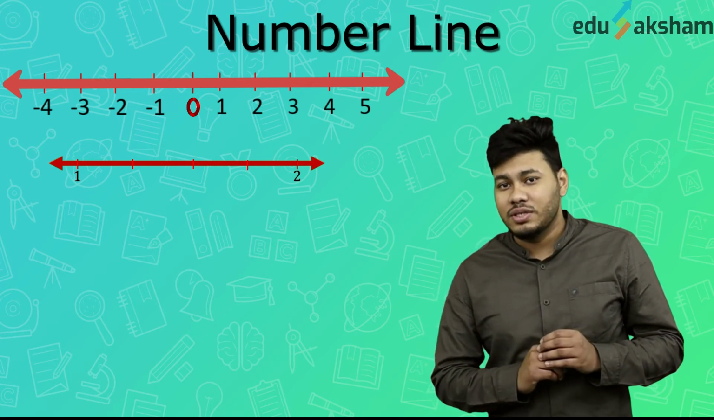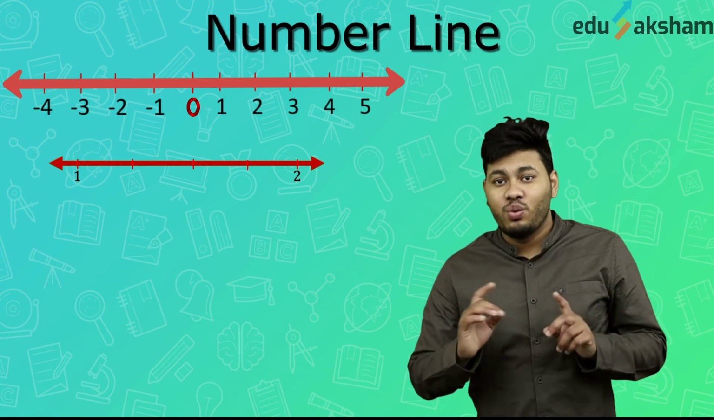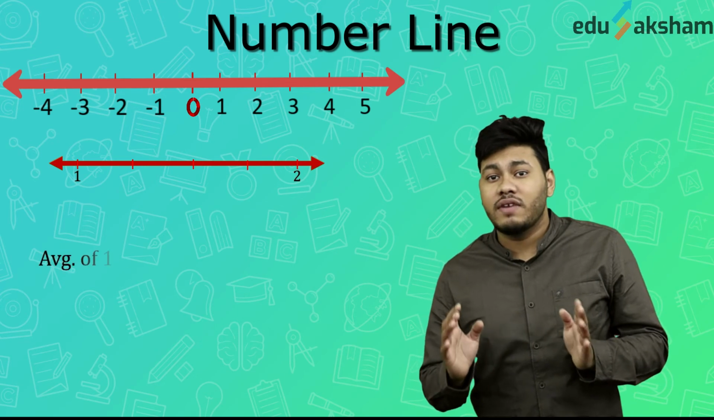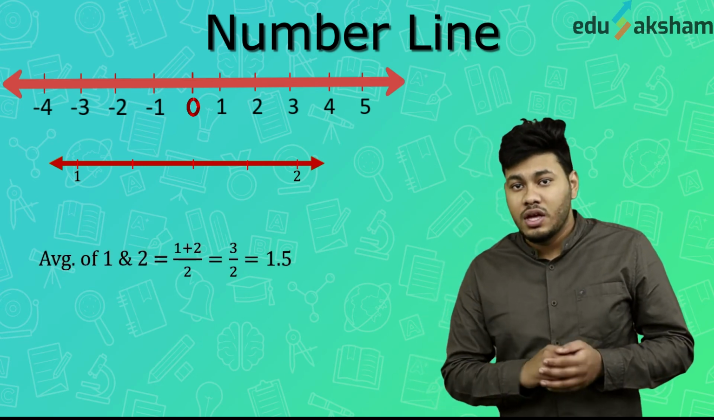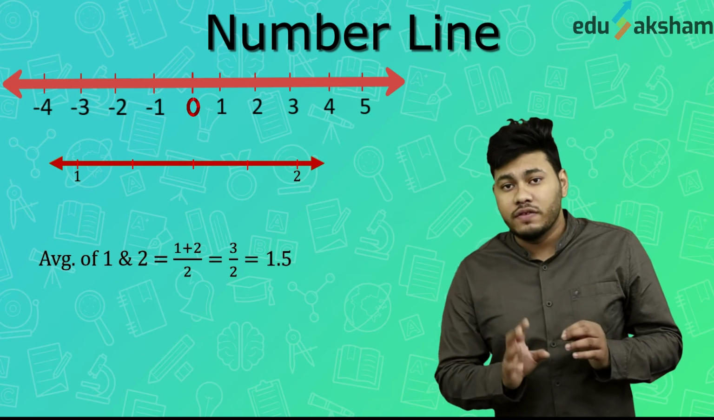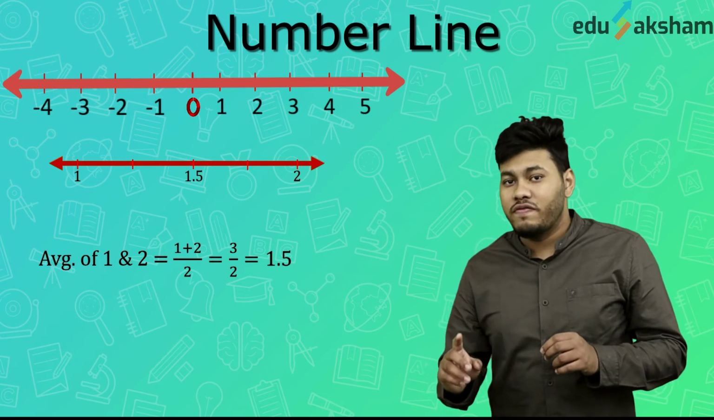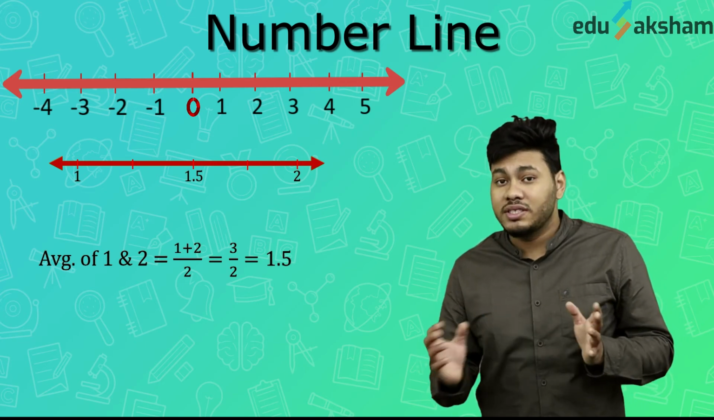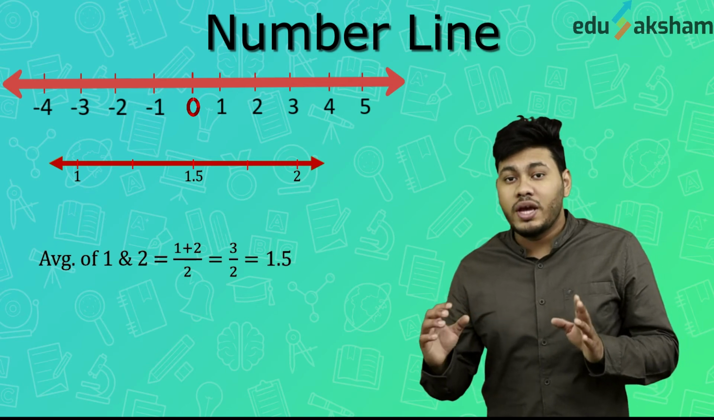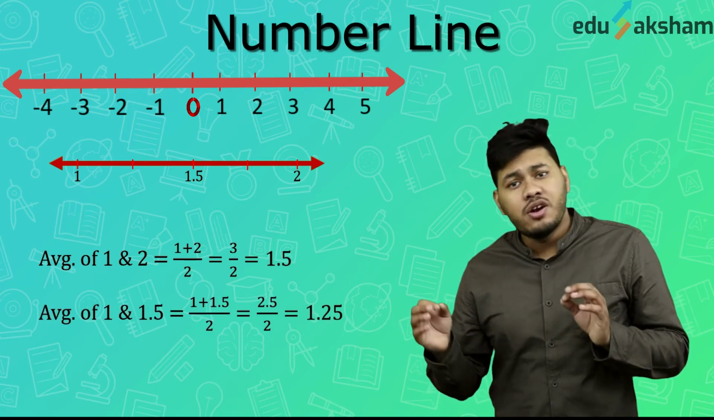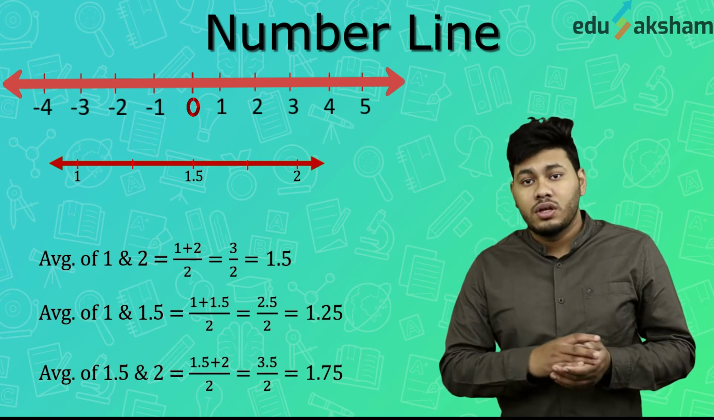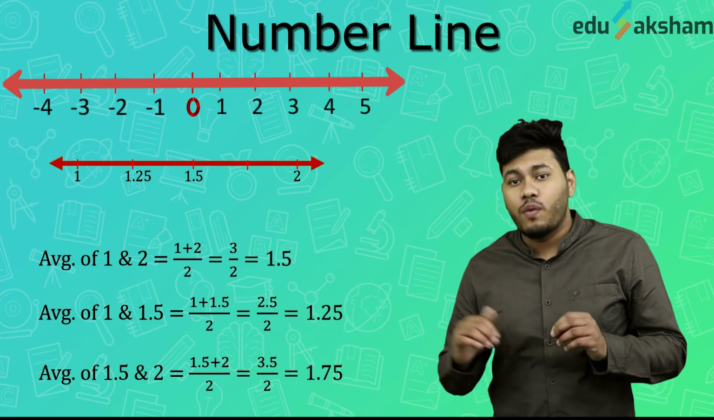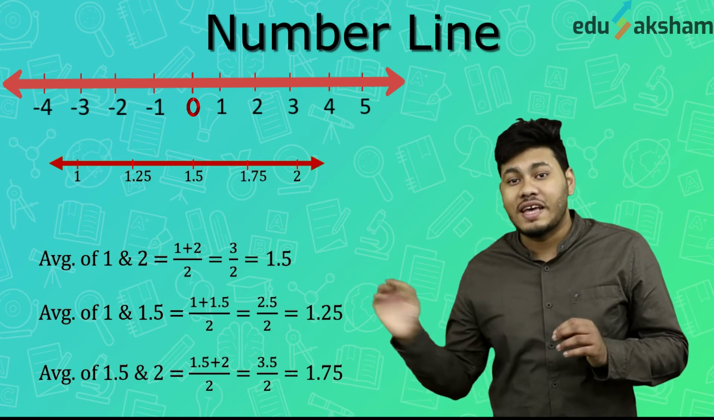Yes, we can find these numbers. The simplest way to do it is to find the average of the two numbers. If we find the average of the two numbers, it will give us a number which is in between them. So the average of 1 and 2 gives us 1.5. 1.5 lies exactly between 1 and 2. Now if we want to find more numbers in this way, we can take the average of 1 and 1.5 and also the average of 1.5 and 2. The average of 1 and 1.5 gives us 1.25 and the average of 1.5 and 2 gives us 1.75.